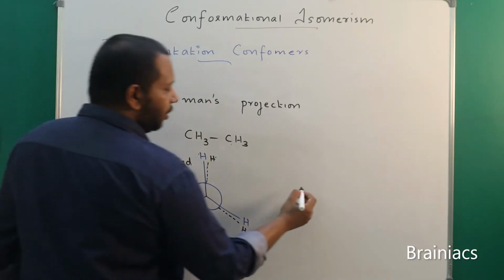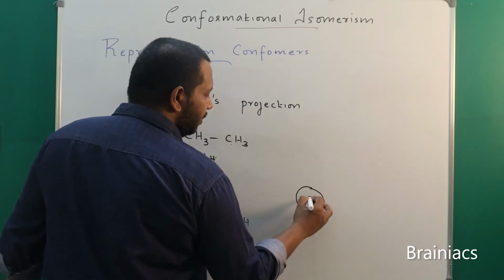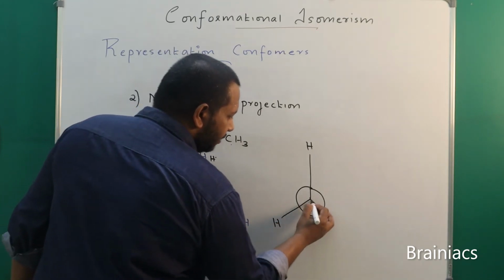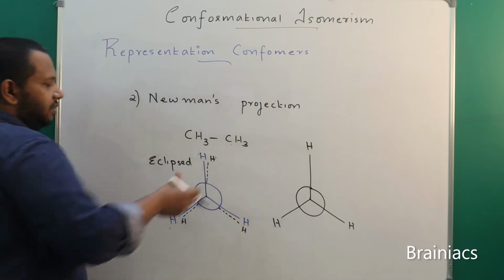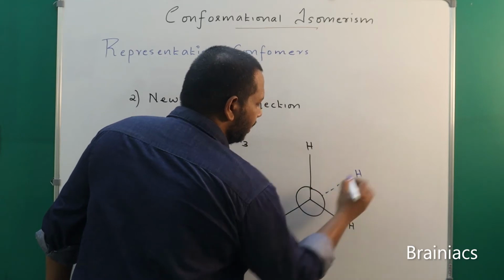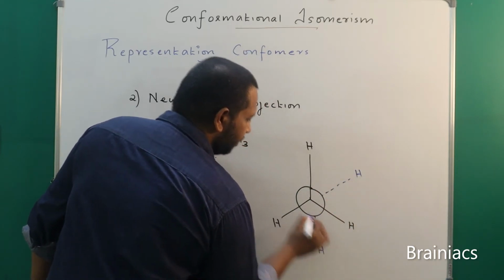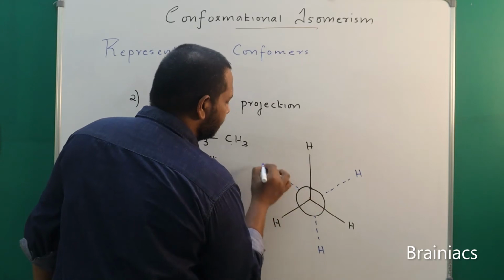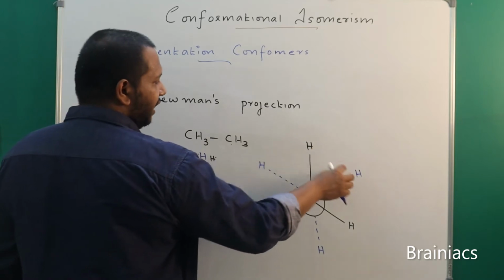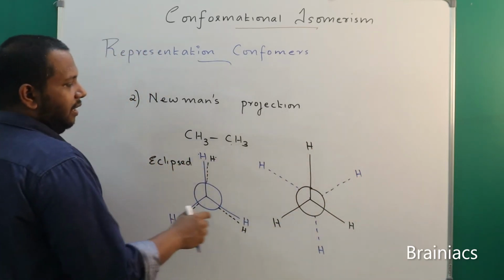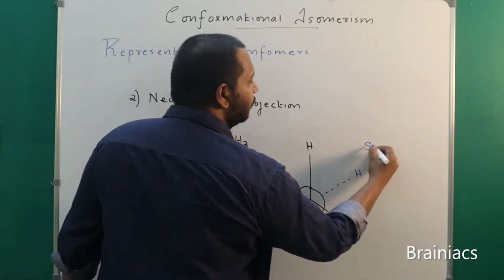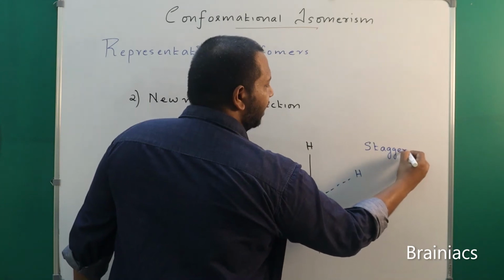Then the next accepted or named form is this one. Listen here, one hydrogen atom on the front side, another hydrogen atom, and another hydrogen atom. Now you have rotated this one and you have got this structure, something like this. Now if you see here, you could understand the hydrogen atoms are maximally far away from each other. This is the maximum far away structure possible, and this is called staggered form.